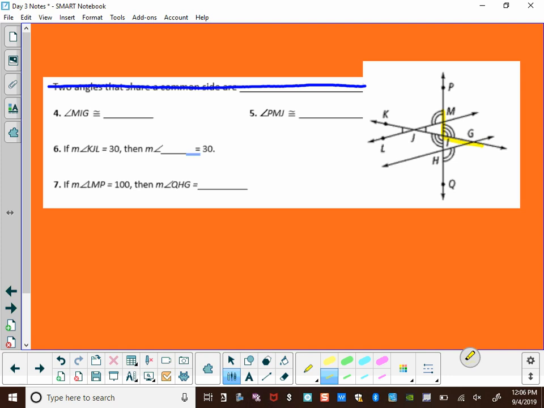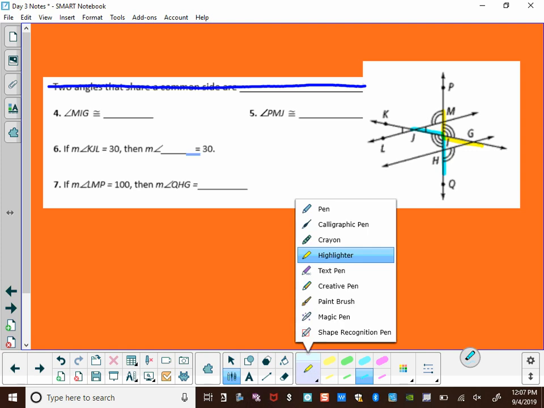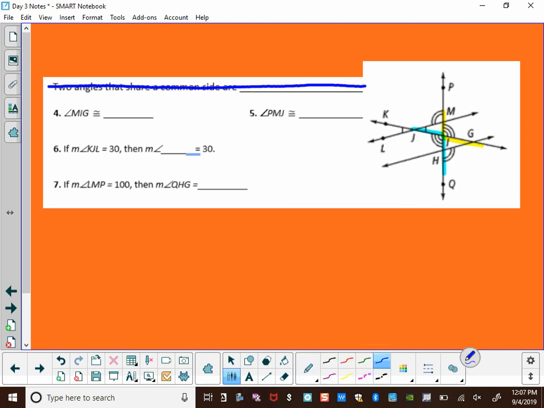MIG. Do you guys see that inside of MIG there are like 3 little arcs there? So that means I need to find something else with 3 little arcs. What could that be? This angle, right? You guys see what those letters would be? You can do JIH or HIJ. Don't forget your angle. Angle JIH. Or you can do it backwards.